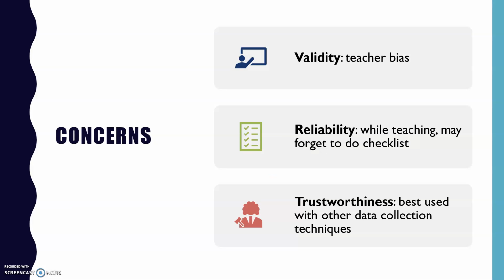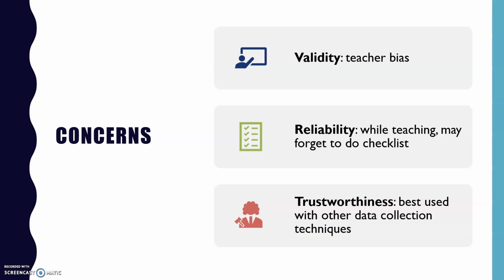Like every other form of data collection, checklists aren't perfect. Teacher bias can affect the validity of the data. If a teacher has a negative or positive bias towards a student, group of students, or an entire class, they may check yes or no more often, which in turn could call the validity of the data into question.